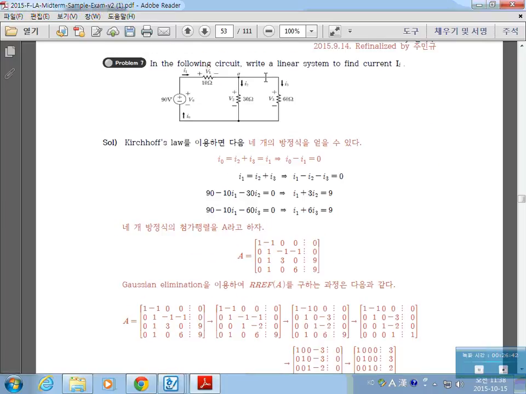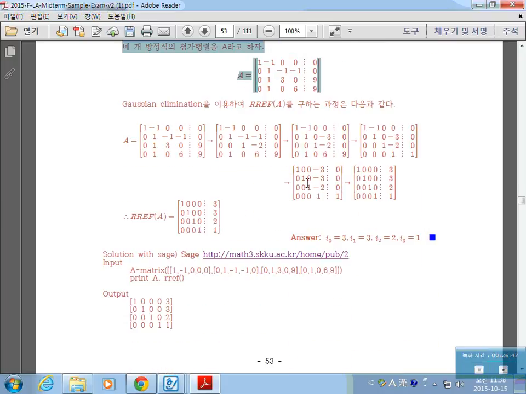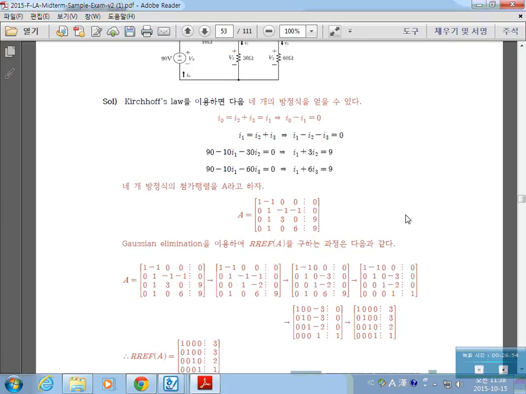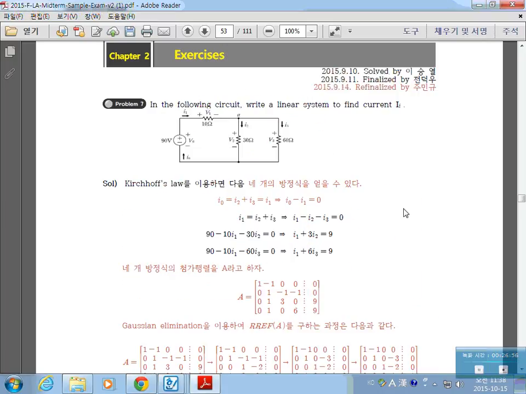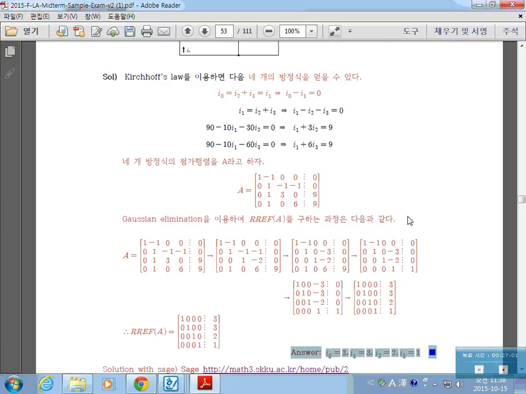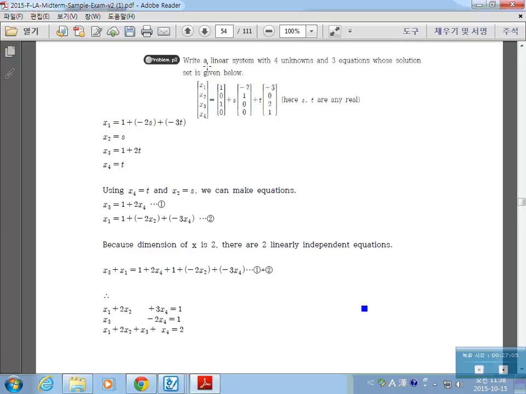And some applications on circuits: you can form the system of equations to find those currents by using Kirchhoff's law. What else? This is a problem of finding the linear system whose solution set is like this.